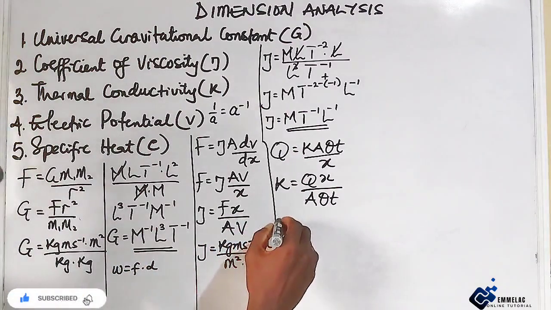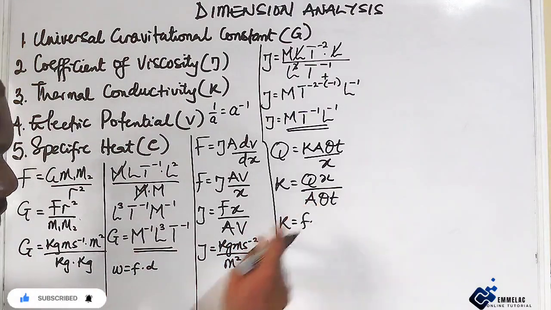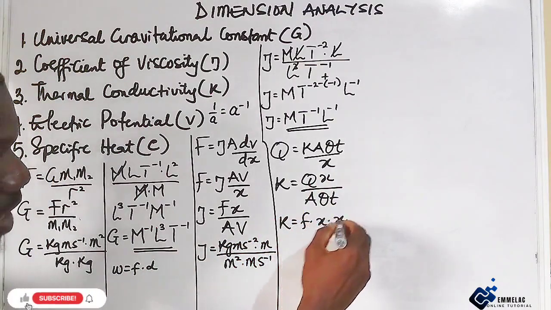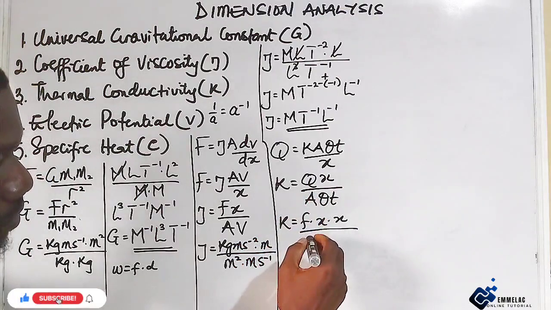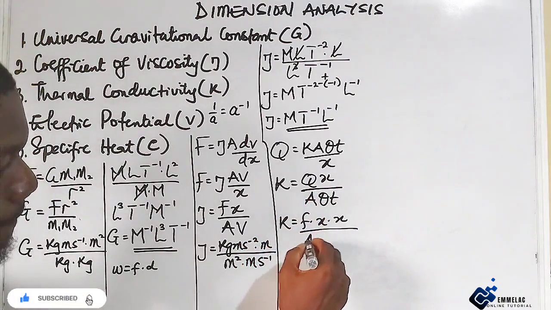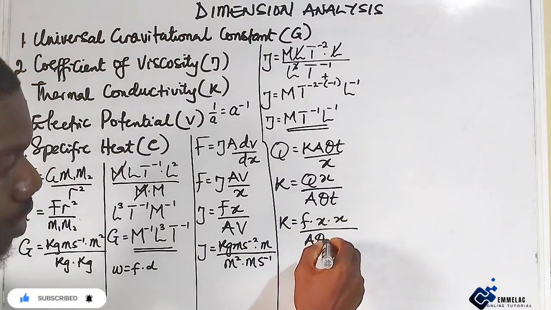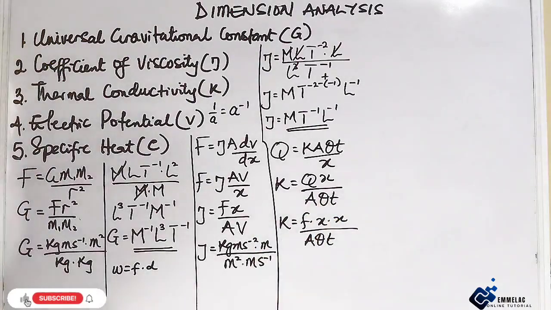Okay, so here we have that K now will give us force times, let us represent the distance as x, so x times x all over the area, then the temperature times time.